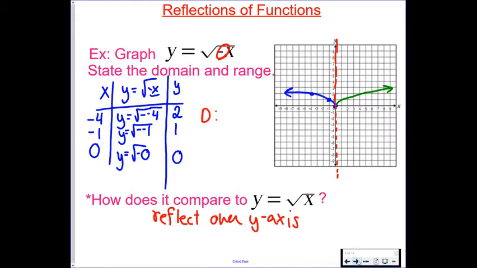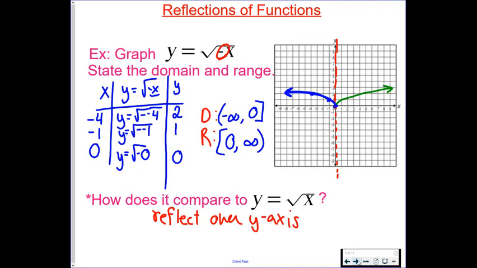Let's think about domain and range. How far left does my blue graph go? Goes from negative infinity, comes off to the right at 0. The range starts at 0, and then it keeps increasing and going up to positive infinity. That's going to be our domain and range for that graph.